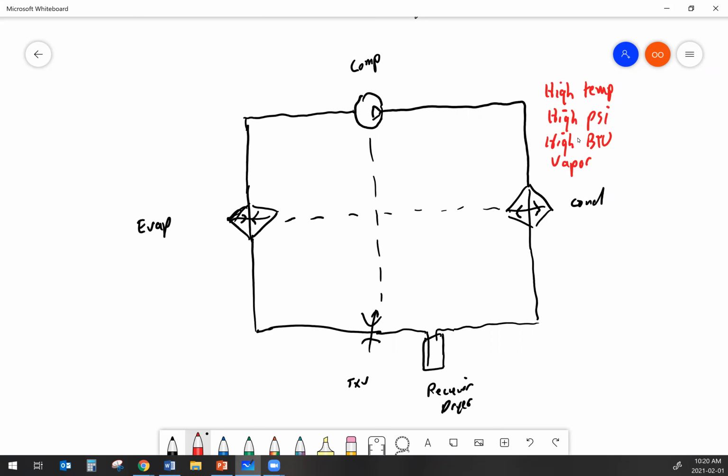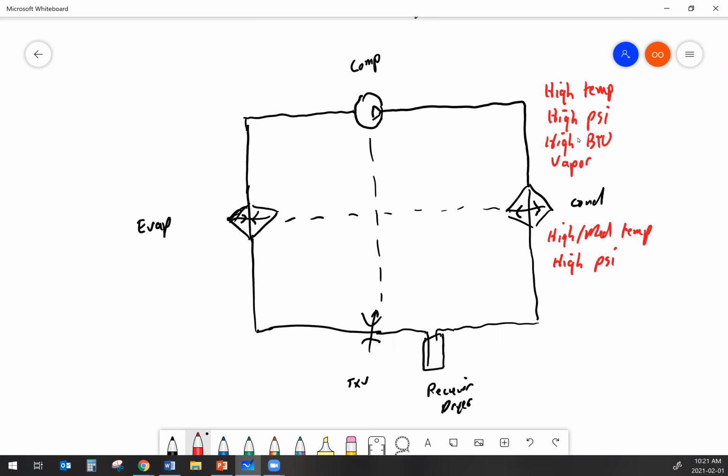As we move through the condenser, the job of the condenser is to change the state of the refrigerant. And to change the state of the refrigerant, we have to remove some heat energy from the refrigerant. And we're probably going to end up cooling the refrigerant down a little bit as it comes through. So here we have probably high to medium temp, depending on how much we cool the temperature of it down. The pressure is still going to be high.